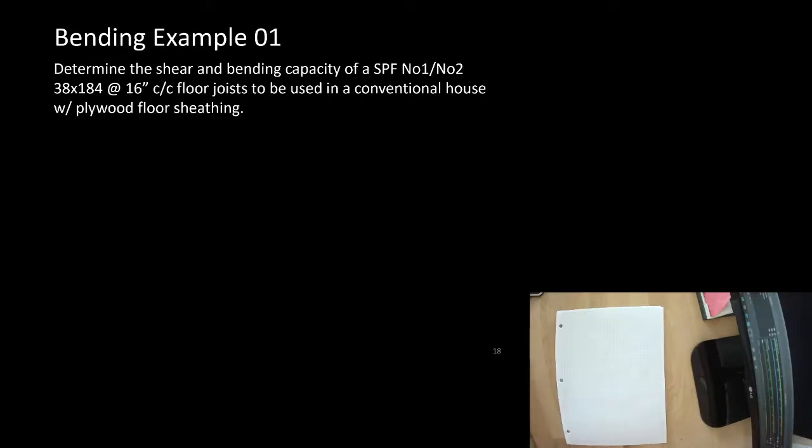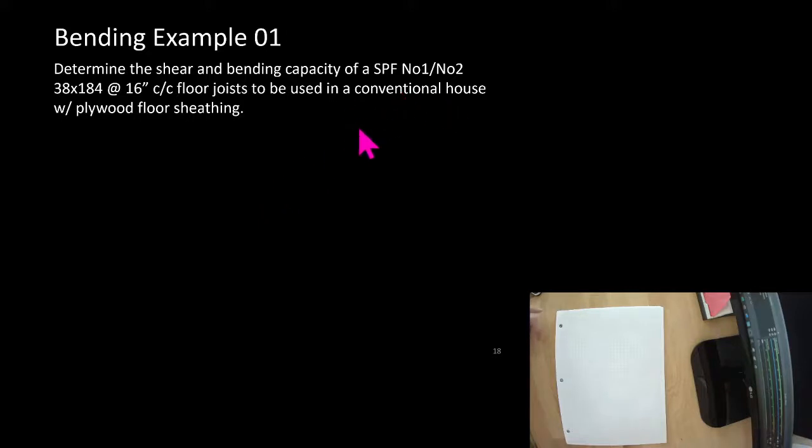So example one says, determine the shear and bending capacity of an SPF number one, number two, 38 by 184 at 16 inches center to center floor joist to be used in a conventional house with plywood floor sheathing. So there's a few things we can probably just assume from that right off the bat, but we'll go through it step by step and figure out what we know and what we need to know.